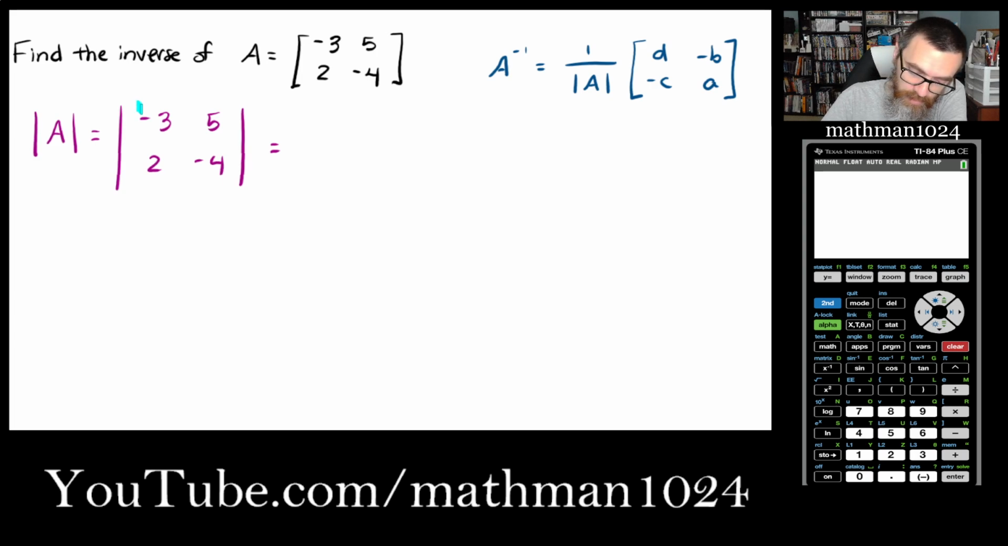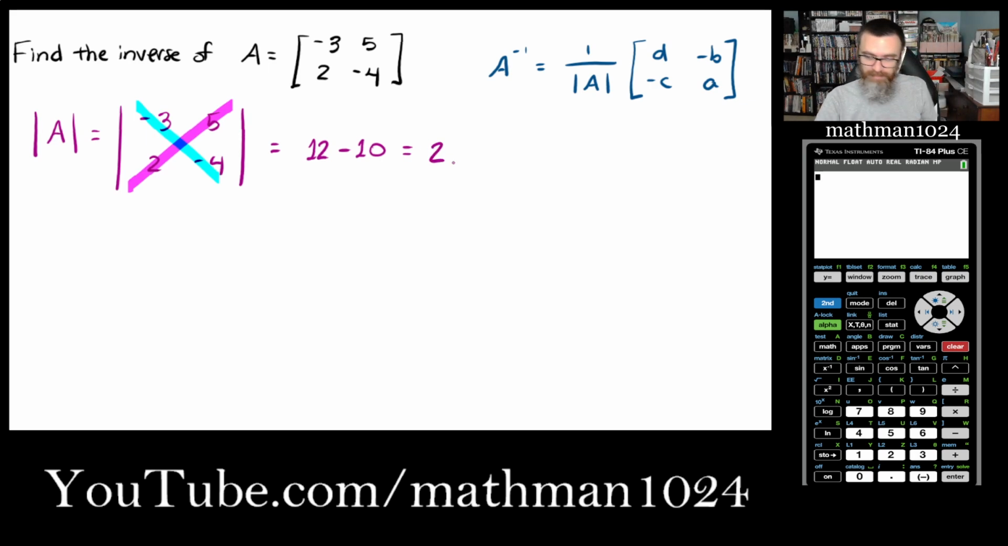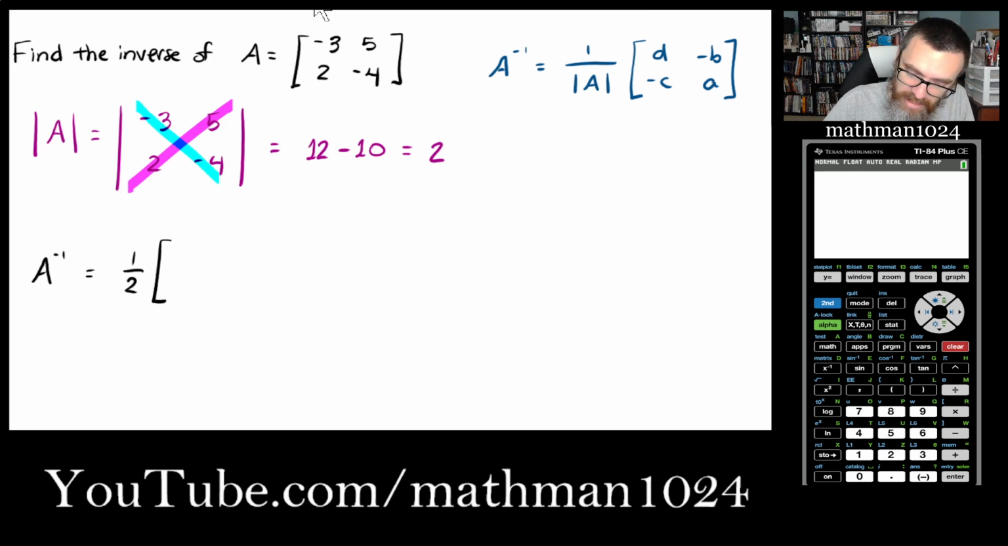All right, so the first one right here gives me positive 12, and then minus that guy. So that's 12 minus 10, which equals 2. And then if I want to swap things around like I'm supposed to, that means that my inverse is supposed to be 1 over 2. Take these terms right here and swap them out. So we have -4, -3, and then we change the signs of those guys. So it becomes -5 and -2.